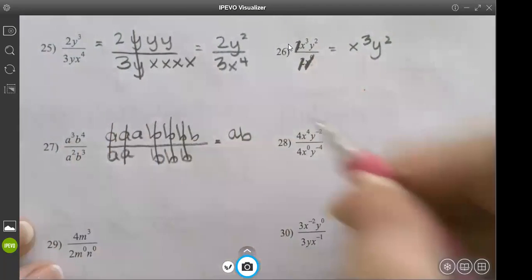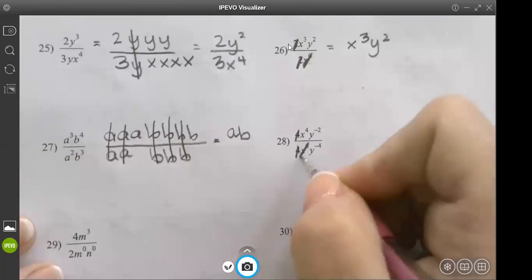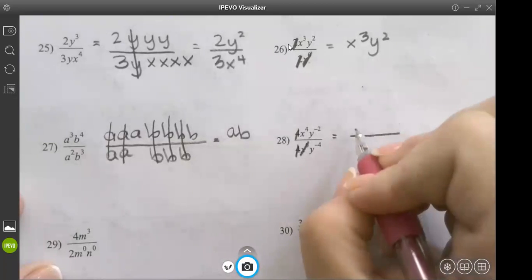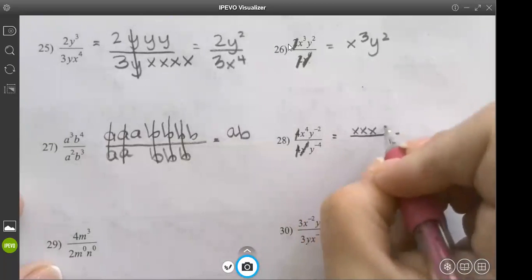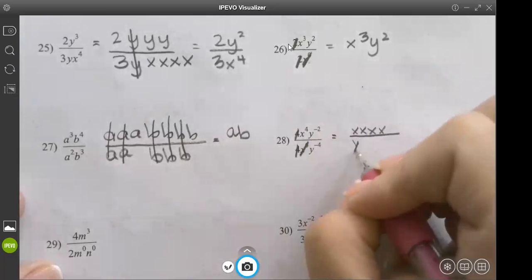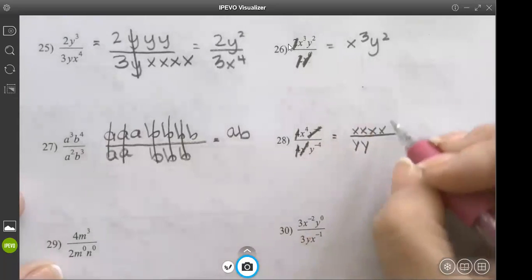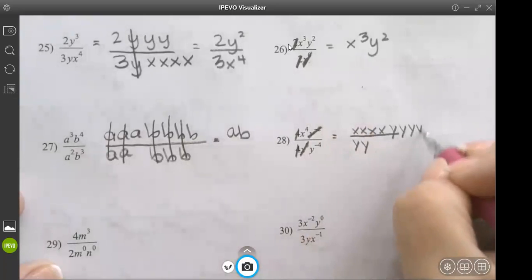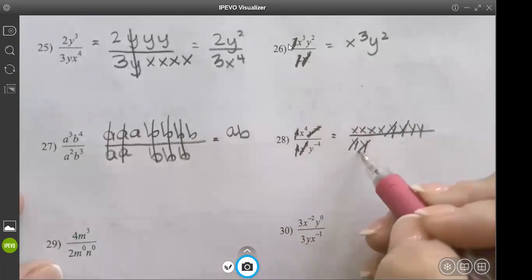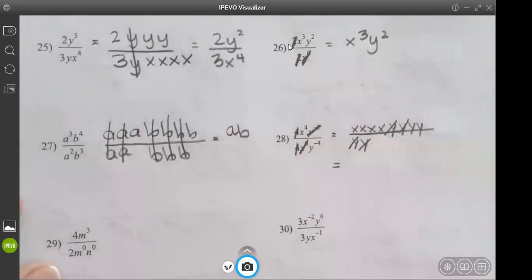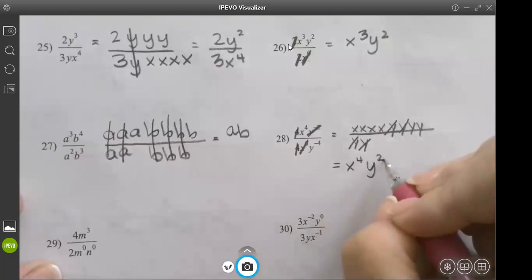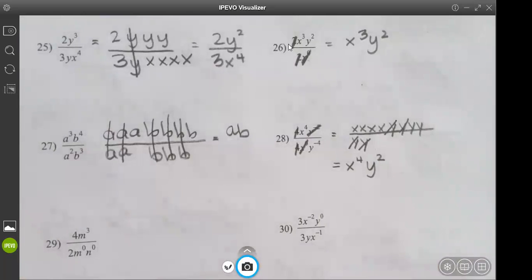28. Anything you can go ahead and mark out you want to. So I already see a 4, and I see x to the 0 that can mark out. I have 4 x's on top. What happens to this y to the negative 2? So that means I'm going to have 2 on the bottom and then 4 on the top. They switch places. I have a y on the top and the bottom. So my bottom is completely gone. And what do I have left on the top? 4 x's and 2 y's. That's it.